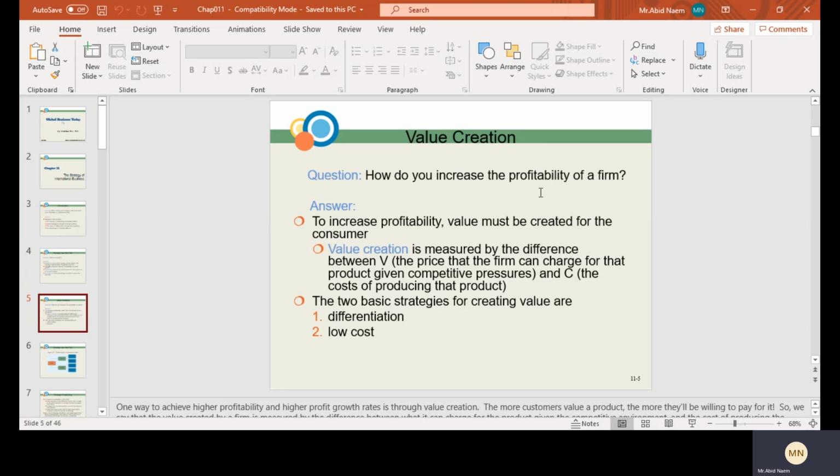So two basic strategies for creating value are differentiation. It means that you have to differentiate your product from the rest of the competition available in the market. For that, we can adopt certain strategies. Likewise, product innovation, cost reduction can be another one. Then we can provide variants, and variants based on different price tiers. These are the possible strategies we can adopt.